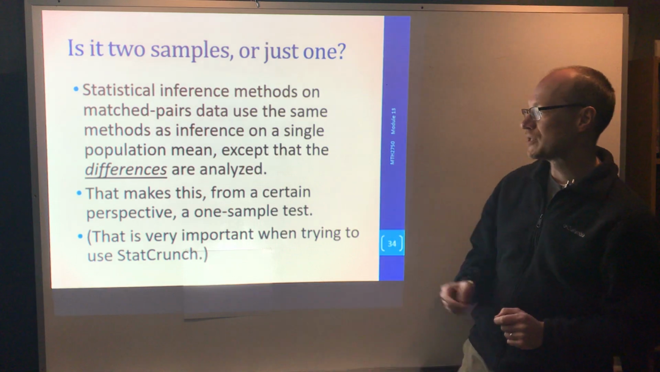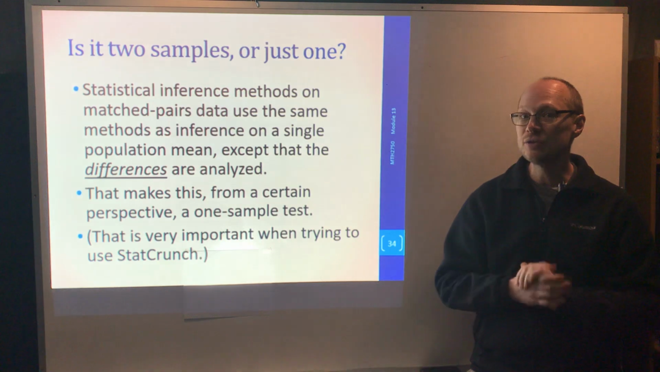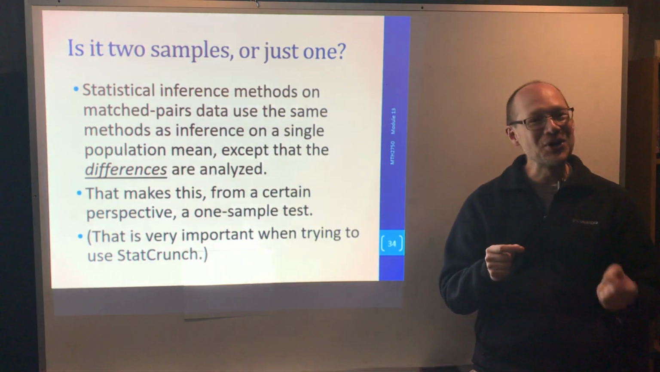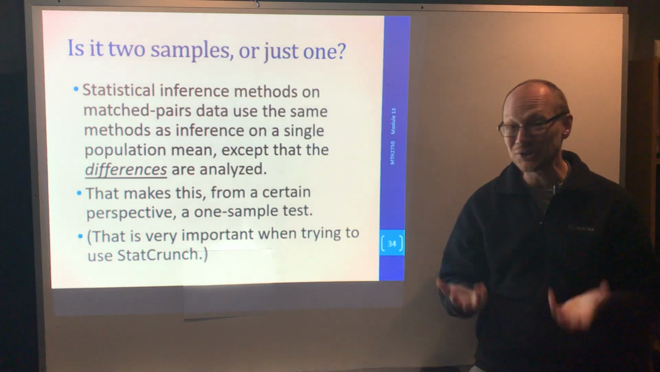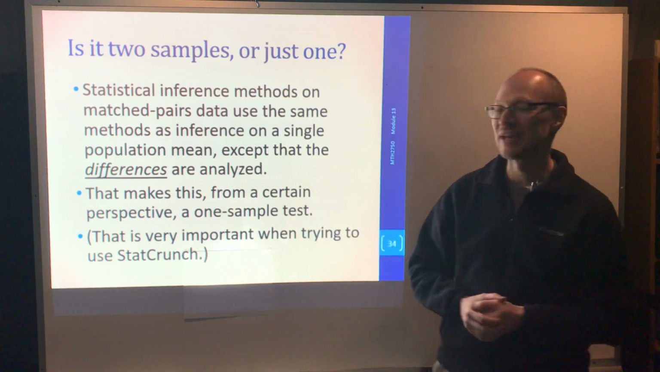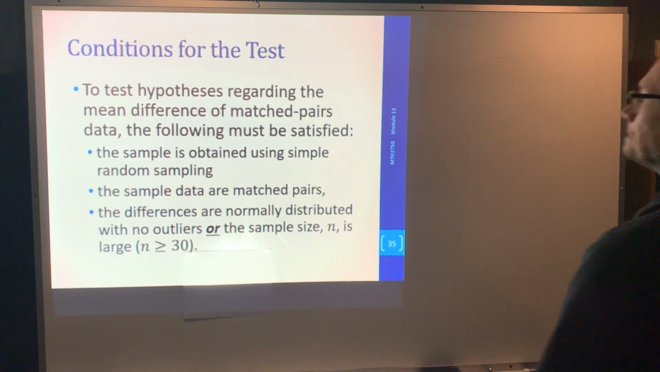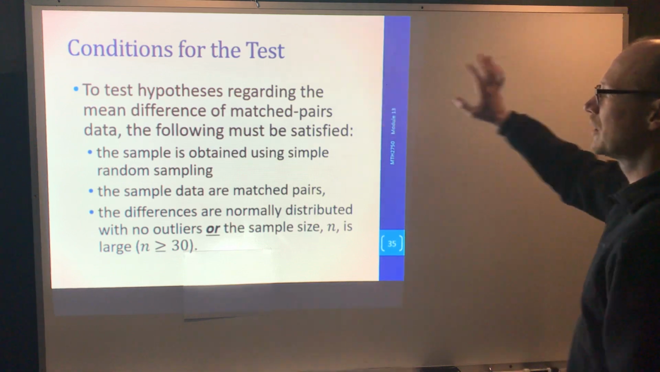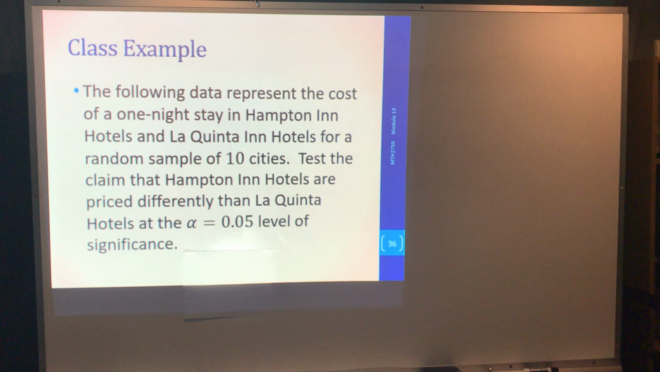Which means, from one perspective, it's almost like a one sample test, not a two sample. Which means if you're going through StatCrunch doing this with two sample, because it looks like a two sample, you're going to get some wrong answers. So make sure you treat this as a one sample test. So there are some conditions for it. You can feel free to pause it, read it, and then start the video back up.